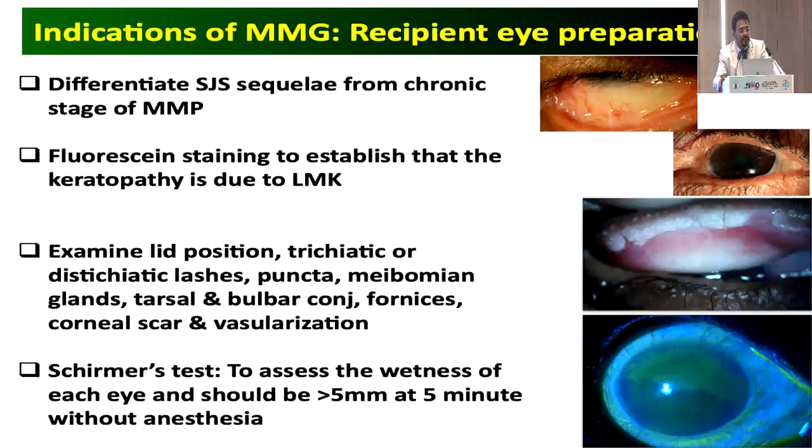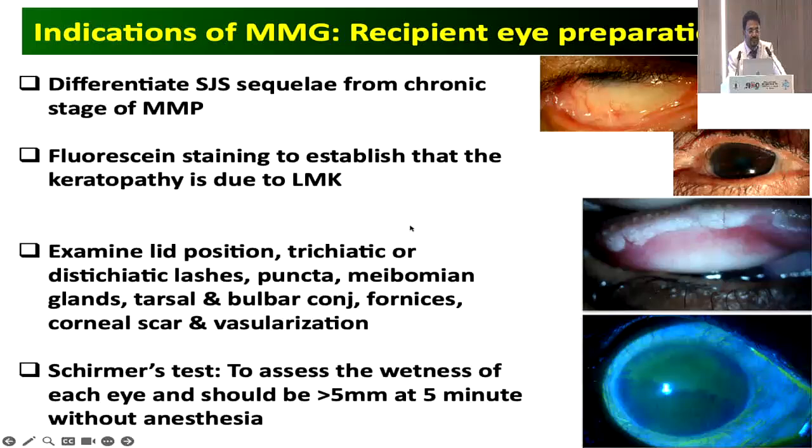So indications for MMG: for recipient eye preparation, you have to first differentiate the SJS sequelae from the chronic stages of MMP. This is a patient who had MMP. You can see the pharyngeal shortening, symblepharon, all these things. Because if you do these cases with MMP, this will be a disaster. Because these MMP patients need immunosuppression, but SJS patients don't need it.